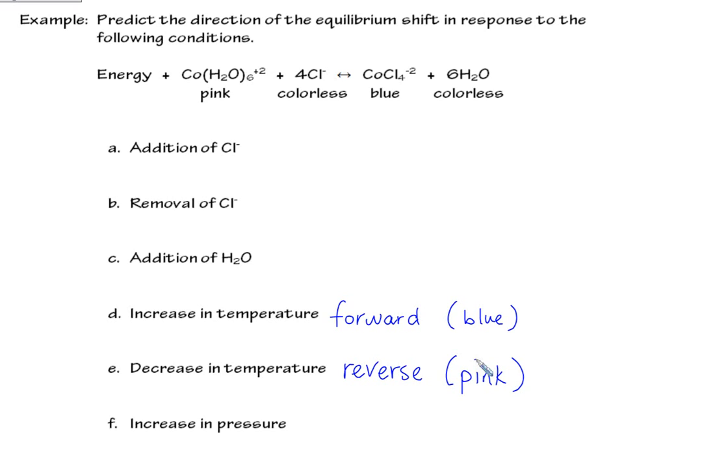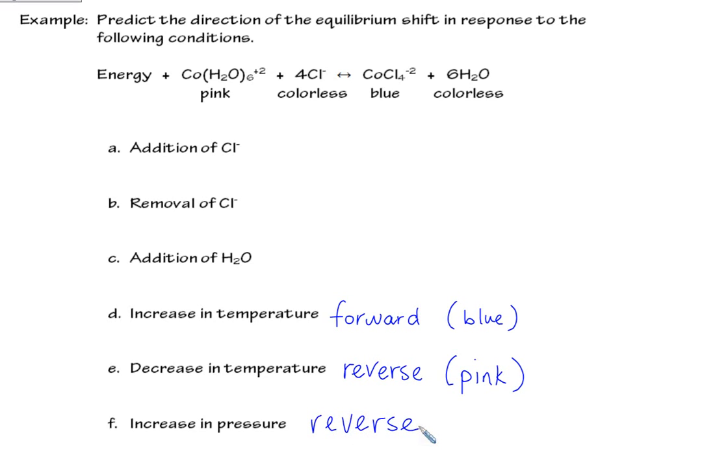What if we do the pressure change? If I increase the pressure, I'm looking for the side with fewer particles. So I look at the mole ratio. Here's 1 and 4. There's 5 particles on the reactant side. And there's 1, 6. There's 7 particles on the product side. 5 particles on the reactant side versus 7 on the product side. If I increase the pressure, I'm going to shift reverse.